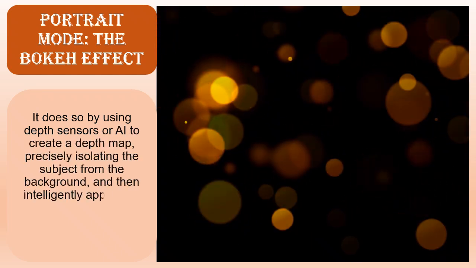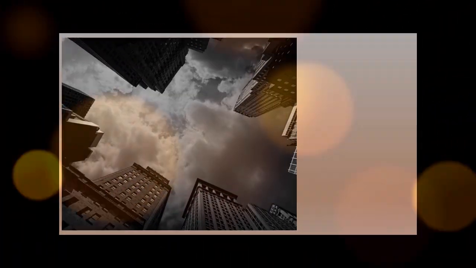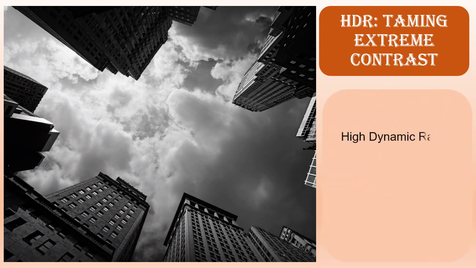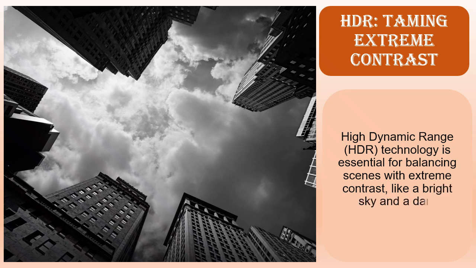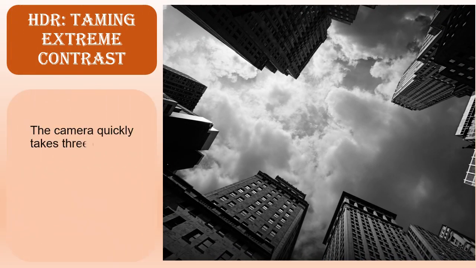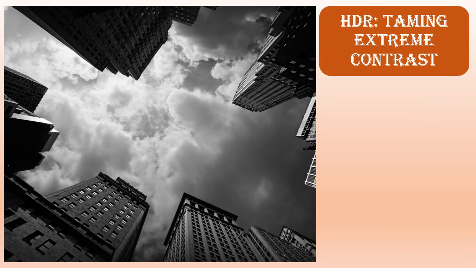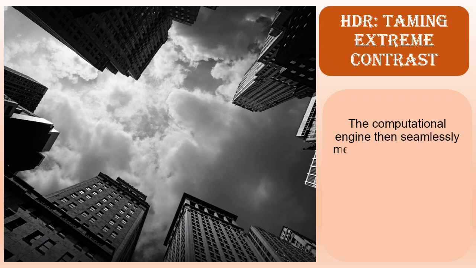HDR, taming extreme contrast. High dynamic range, HDR, technology is essential for balancing scenes with extreme contrast, like a bright sky and a dark foreground. The camera quickly takes 3 or more shots, one underexposed, for the highlights, one overexposed, for the shadows, and one normal. The computational engine then seamlessly merges the best parts of all 3 exposures, resulting in a single photo that preserves detail in both the brightest and darkest areas.